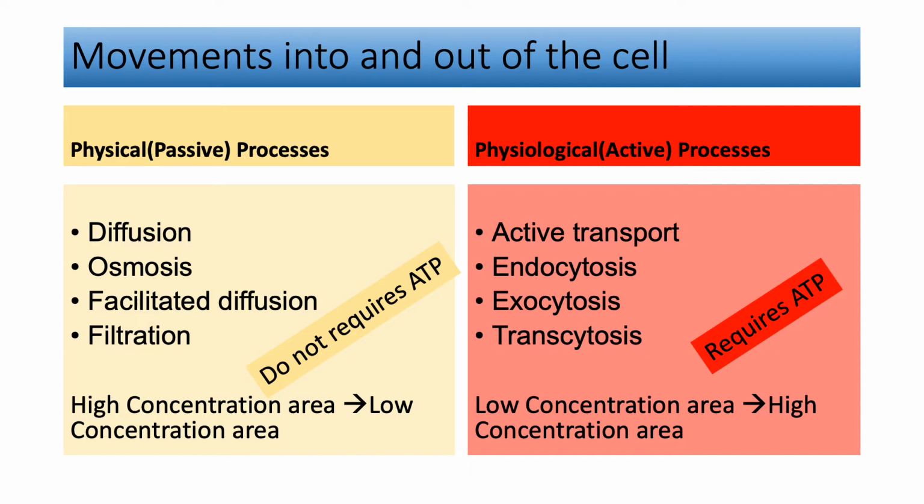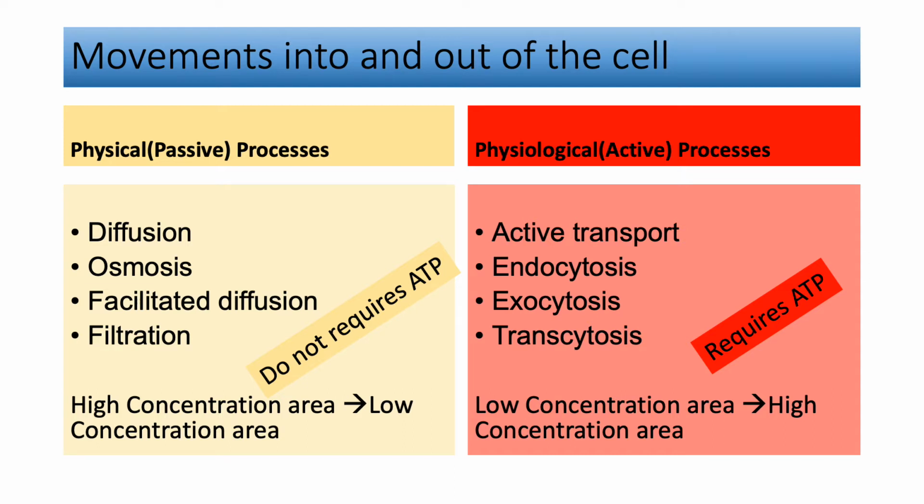Passive processes work according to the concentration gradient. What does that mean? Differences between the concentrations, and substances move from high concentration areas to low concentration areas. However, the active process is different. It is movement from a low concentration area towards a high concentration area. That's why you need energy to do that.